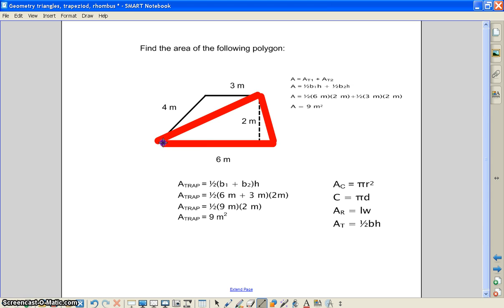There's the base, there's the first triangle, and it's going to have a base of 6 and a height of 2, which is the first one. Second triangle is going to also have a height of 2, but it has a base of 3, and it gives you the same exact answer.